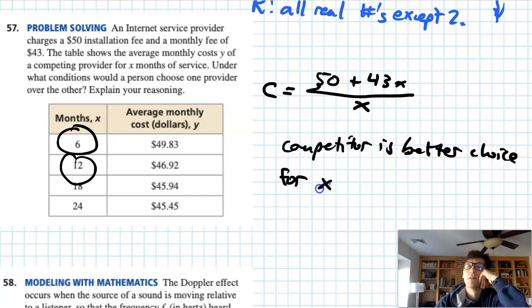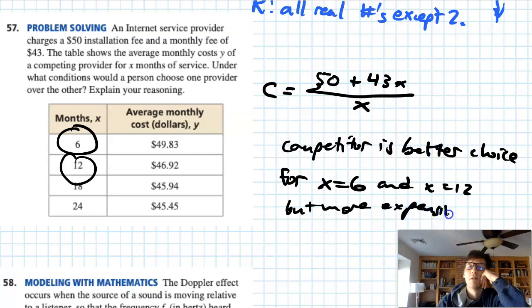for x equals 6 and x equals 12, but more expensive at x equals 18 and x equals 24.